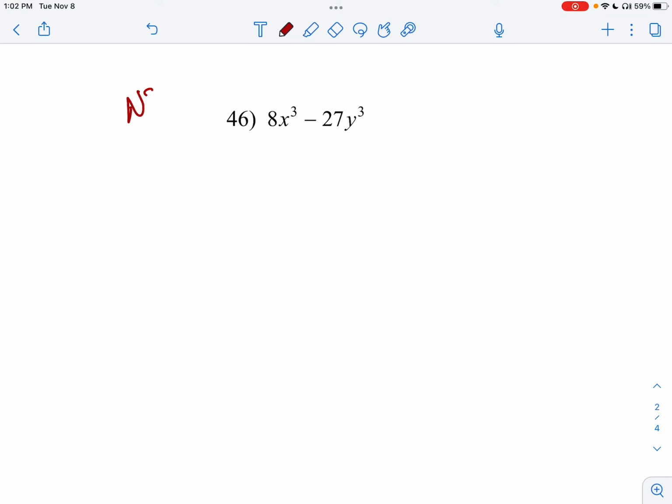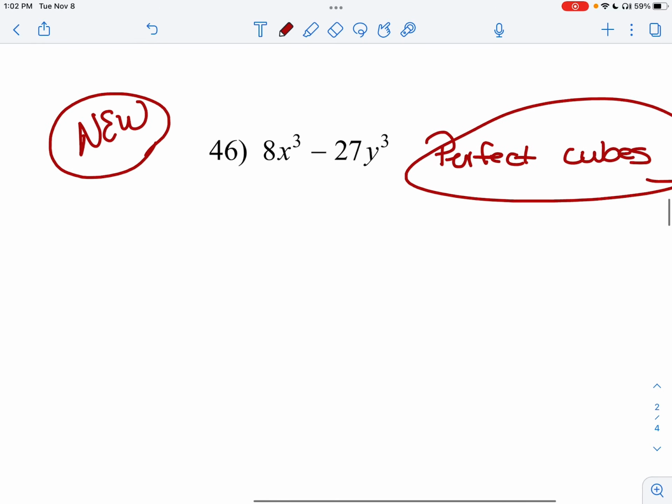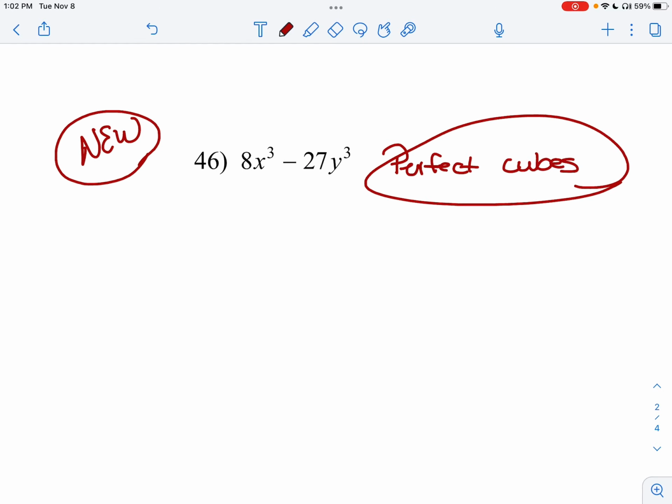Now 46 is new. You have never seen these perfect cubes. This is the only thing that you've never seen before, and this will come in handy when we get to chapter 5. I was going to get rid of all of them, but then I was like, I'll at least show it to you. All right, perfect cubes are new and it will not be tested in chapter 8, but it's worth going over quickly so when you get to chapter 5, you've seen it once. The only GCF here is a 1, so I'm not going to bother taking anything out.